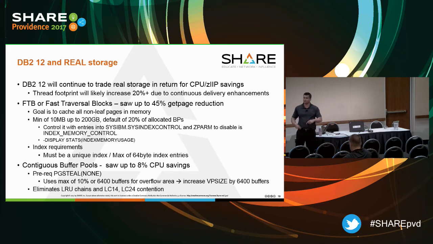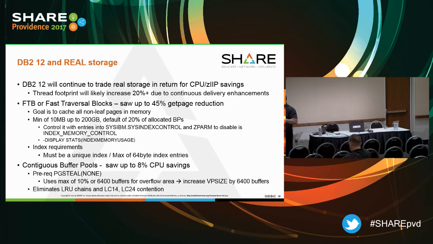Version 12, we're going to continue to use more storage. To get more CPU savings, we're going to burn more storage. And actually, just moving to 12, the average thread footprint's probably going to increase 20%. We haven't seen this since version 10. When you went from version 9 to 10 or 8 to 10, we went to 64-bit. Everything got fat above the bar because it got lazy. You're going to see about the same thing with version 12. So about 20% plus or minus in the thread footprint.